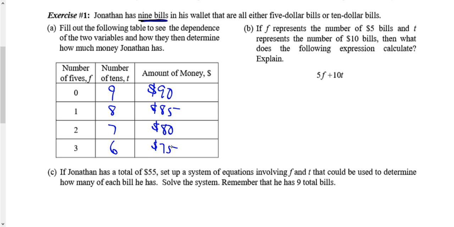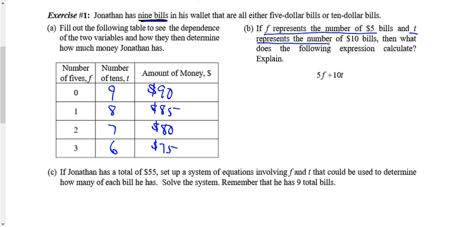Okay. So in part B, they want F to be the number of 5s in his wallet and T to be the number of 10s in his wallet. And what does this expression mean? 5F plus 10T. Well, let's start with what does the 5F mean? Nope. Somebody else. What does 5F represent if F is the number of 5s in his wallet?